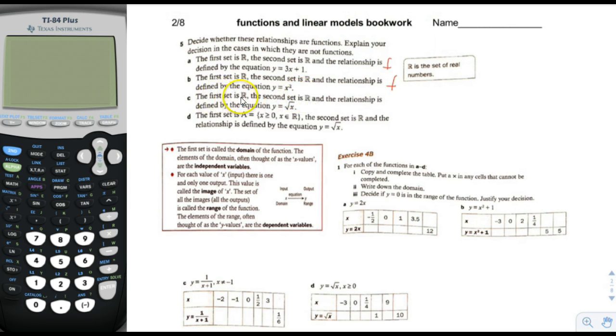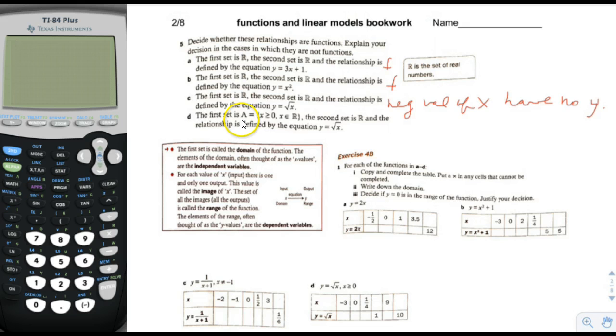C. The first set is the set of real numbers, and the second set is a set of real numbers, and the relationship is defined by the equation y equals square root of x. Okay, remember that for x here, you can only put positive numbers because you cannot have a square root of a negative number. Okay, so that means there are some values in the first set which you cannot get a y for. It doesn't work in this equation. So it's not a function because negative values of x have no y.